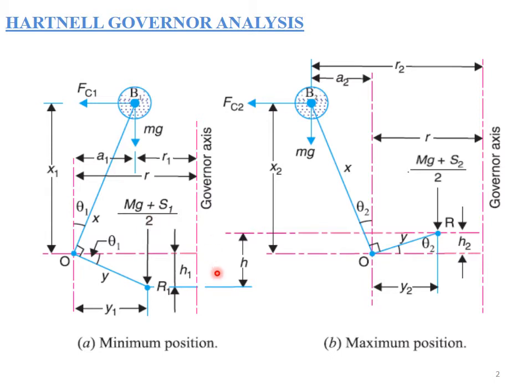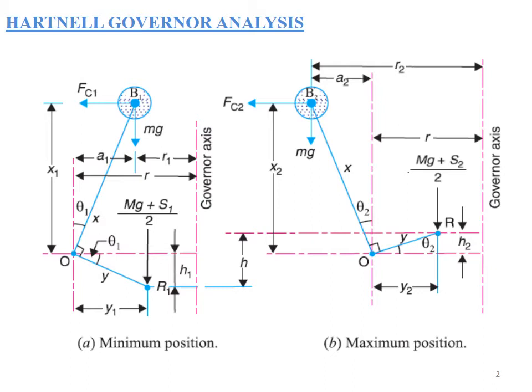So you can see many forces here: Fc1, mg plus s1 by 2. Similarly, Fc2, mg plus s2 by 2. So now we will see what is the effect of all these forces, and we will be deriving the equation for the compression of the spring, the stiffness of the spring.